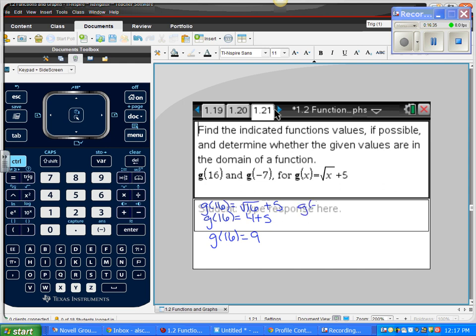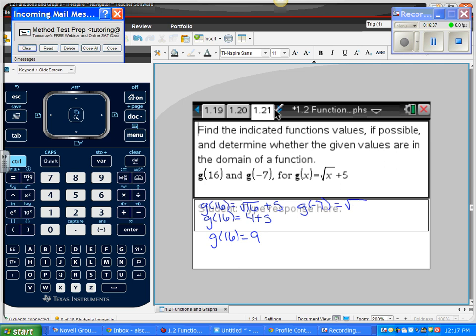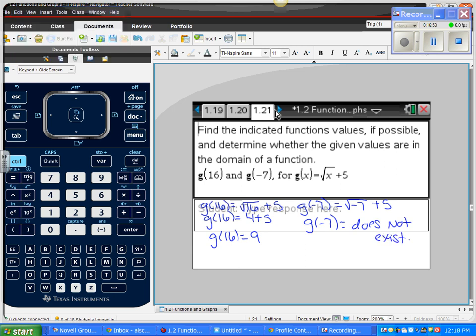g of negative 7. Square root of negative 7 plus 5. Okay, we know that you can't have a negative in a radical. So this does not exist. So negative 7 would not be an element in the domain of the square root of x plus 5.